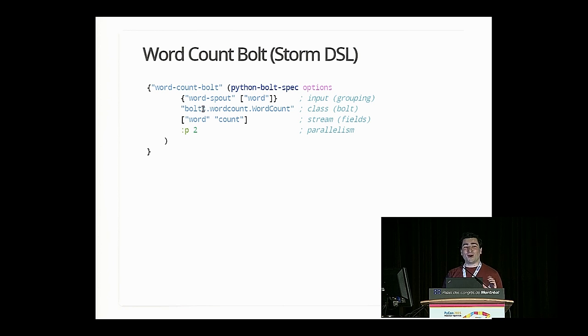So to specify the bolt that's going to count these words, you have to do a little bit more work. You have to say my input is the word spout, which I spec'd out on the last slide, and I'm going to group on the word field. The class is, again, the class implemented with streamparse, and then I want to be able to emit the word and the count. And here I'm actually specifying the parallelism. I left it out on the last slide; the default is just 1 when you don't specify it. But here I specify a parallelism of 2, which says it's going to use 2 Python processes for this.